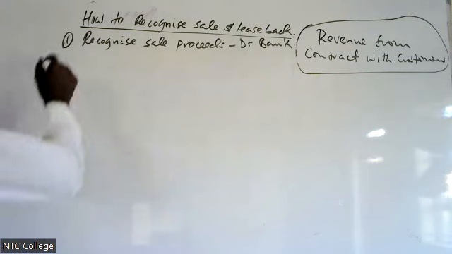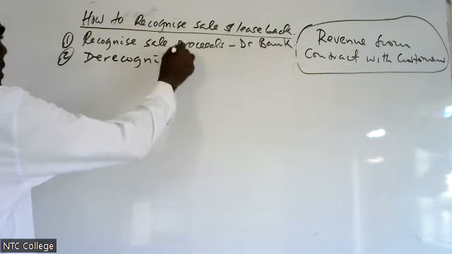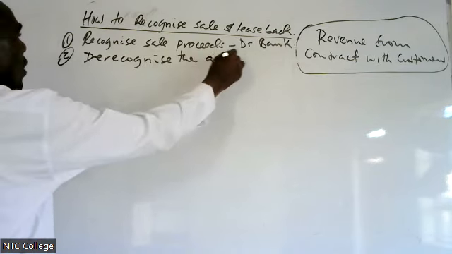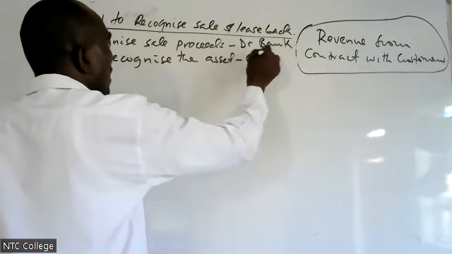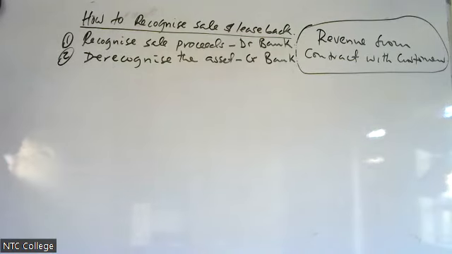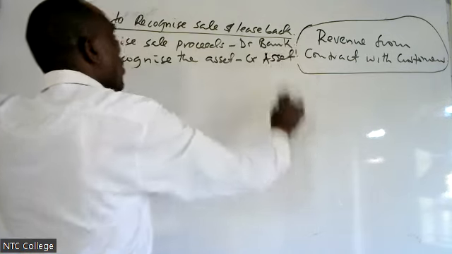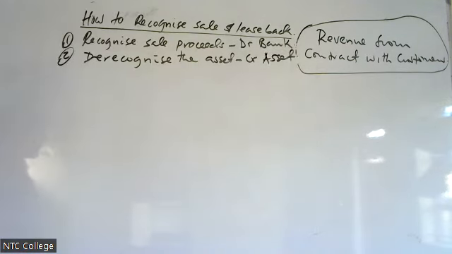After you have received money, you go to number 2. Recognize the asset. You credit asset, not bank. When you receive money, you debit bank. When you sell the asset, you recognize it, therefore you credit the asset account.